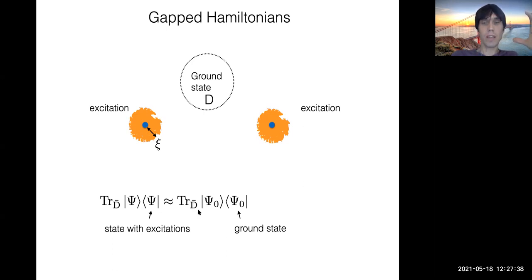Okay, so that's what this equation is saying. So this is sort of a way of formalizing the concept of a local excitation.